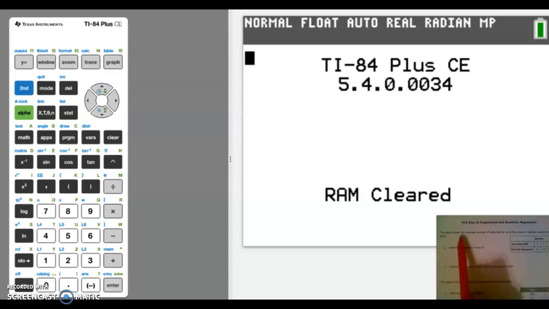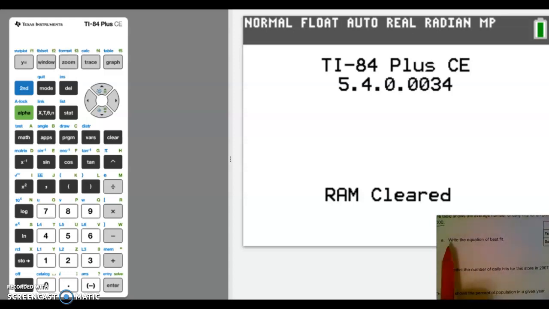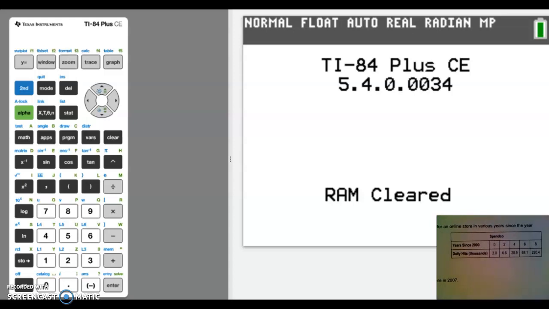Okay, so the table shows the average number of daily hits for an online store in various years since the year 2000, so we'll keep track of that. I zoomed in on my data here, so I can see years since 2000: 0, 2, 4, 6, 8, and then I have some data in thousands. What we're going to do is go onto the calculator and enter this data, because the question I'm asking is to write the equation of best fit, and then predict some number for some year. So I need to have that equation of best fit first. So let's go ahead and go to the calculator.